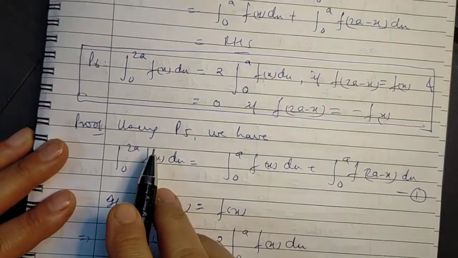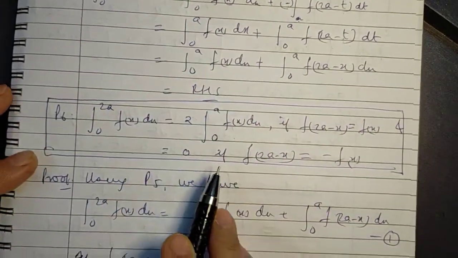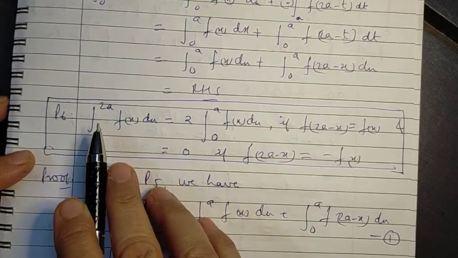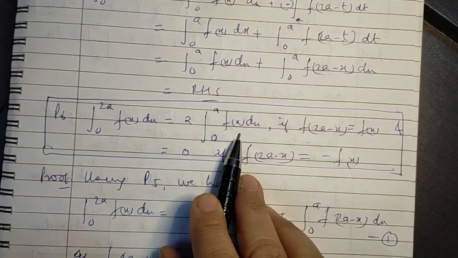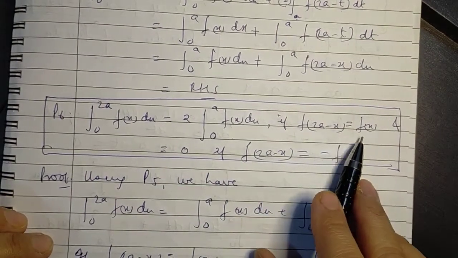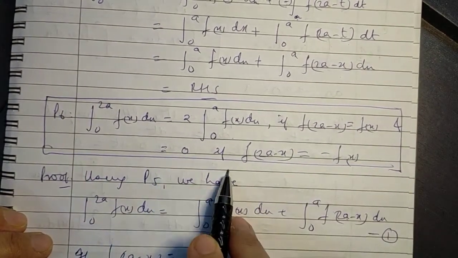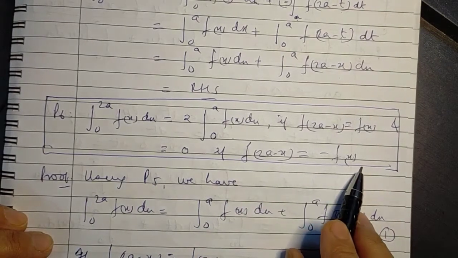Now the next property is a special case of this property only, that is integral from 0 to 2a fx dx is twice of 0 to a fx dx if f of 2a minus x is equal to fx, and it is equal to 0 if f of 2a minus x is equal to minus fx.